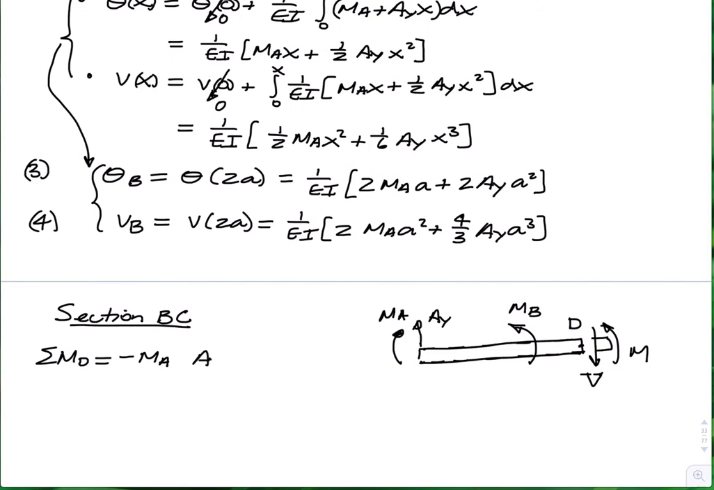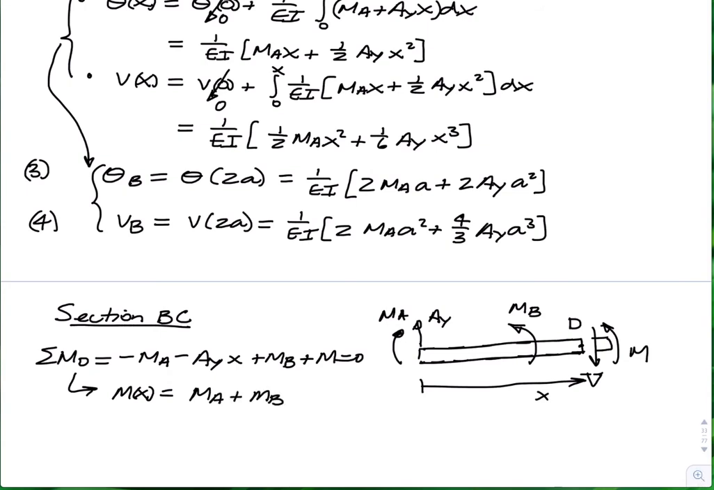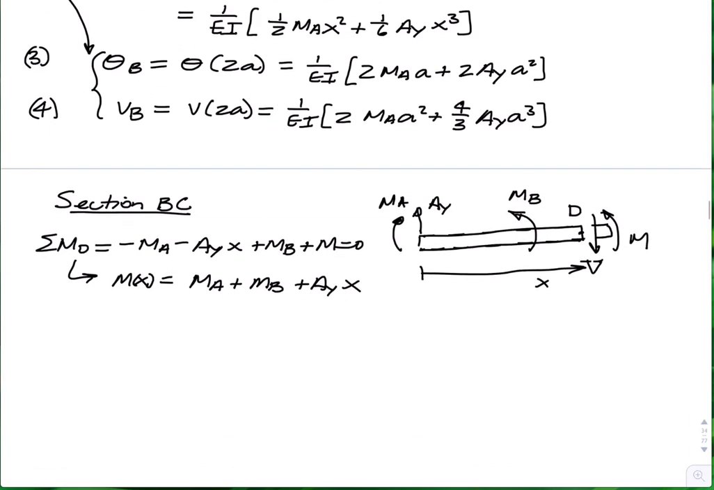AY is going to have a moment arm of X. X is the distance over to that cut with a negative sign, plus MB, plus the M, which is what I'm trying to find. So therefore, between B and C, the bending moment in that beam is given by the reaction MA, the applied couple MB, and the reaction AY times X. Okay, so we're all set to go then on our integration.